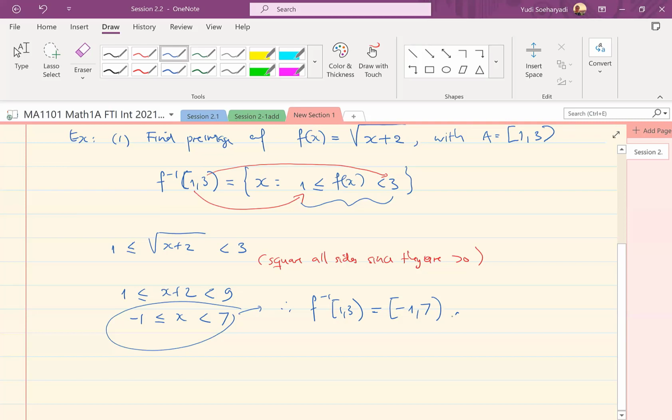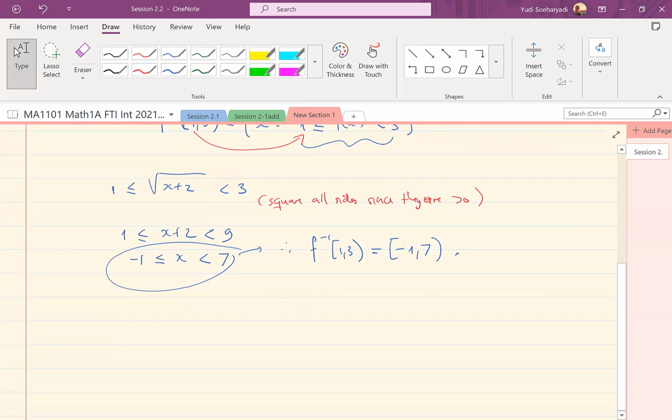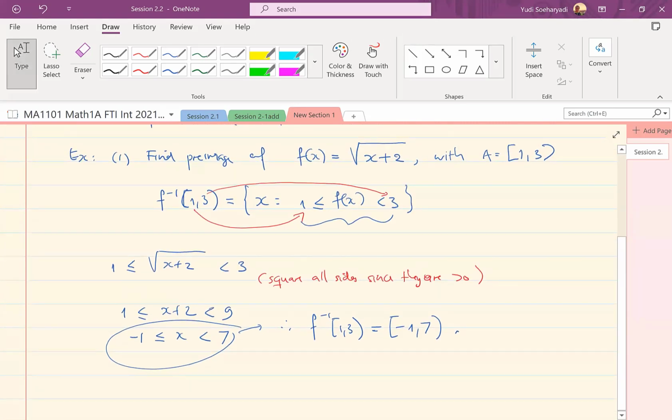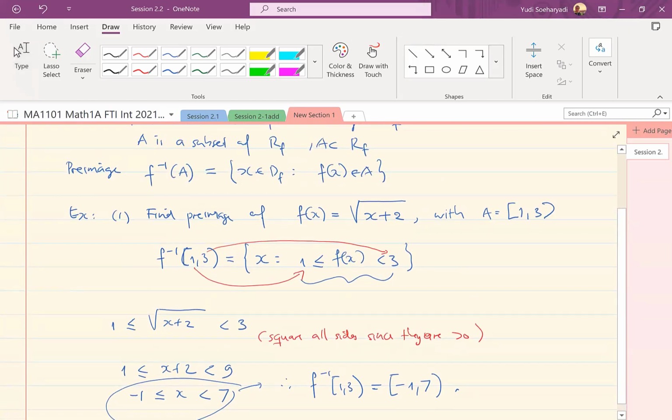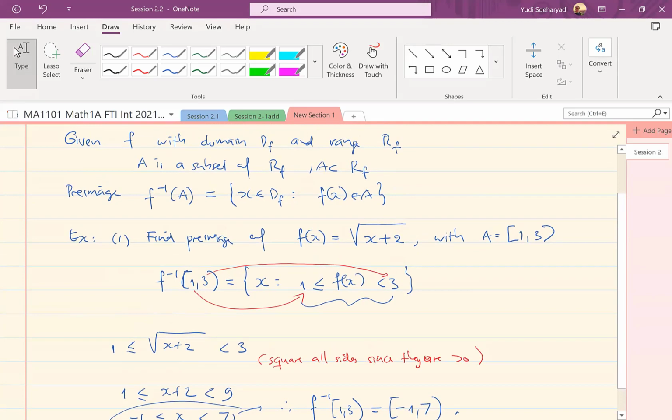So this is how the inequalities become handy. Okay, any questions? Can you scroll a bit upward? Oh, yeah. Upward again. Okay. Thank you.